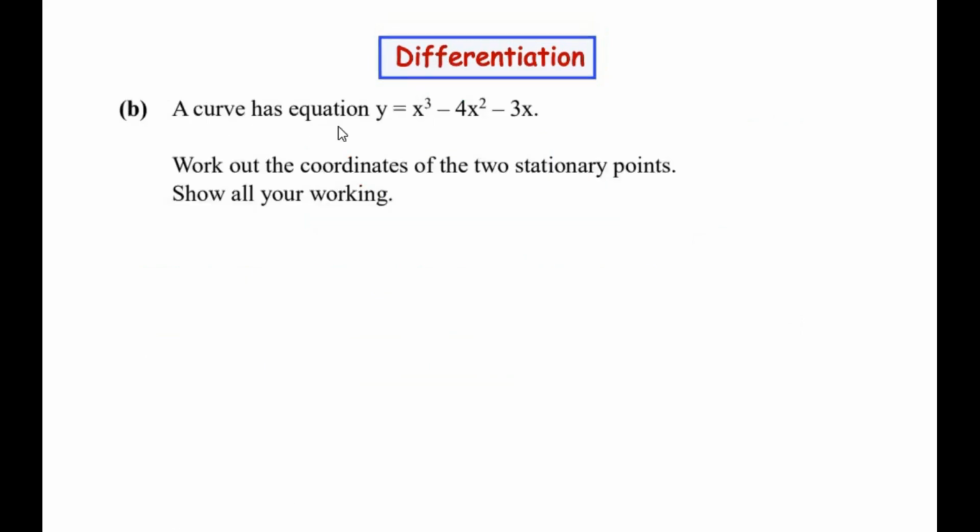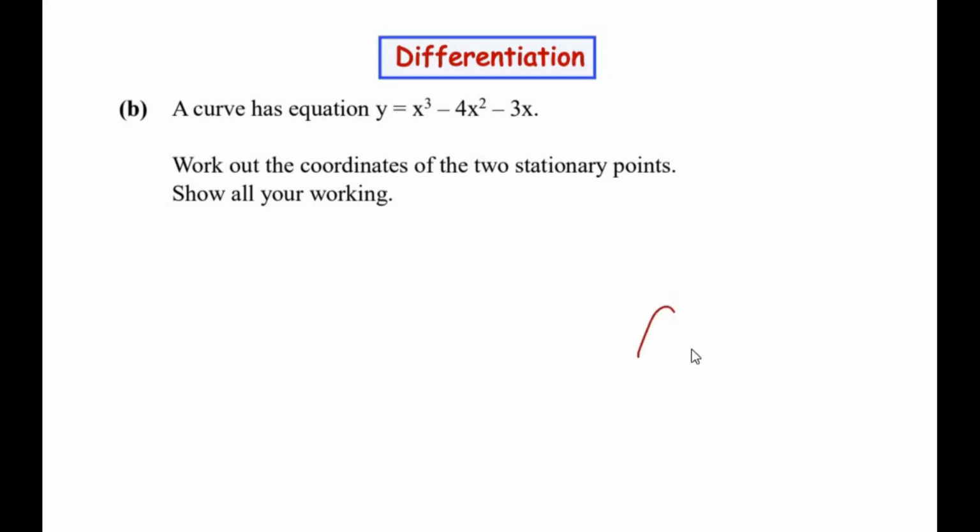A curve has equation y is equal to x cube minus 4x square minus 3x. Work out the coordinates of the two stationary points and show all your working. Now here we have been given the equation of a curve which is a cubic equation because the highest power of x is 3. And they have mentioned that this curve is going to have two stationary points.